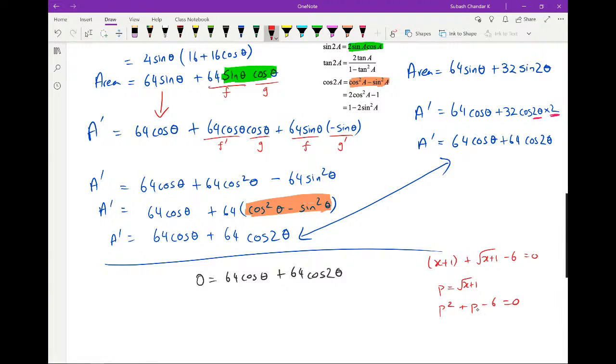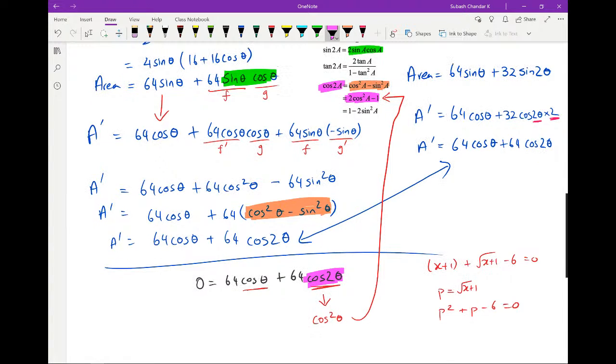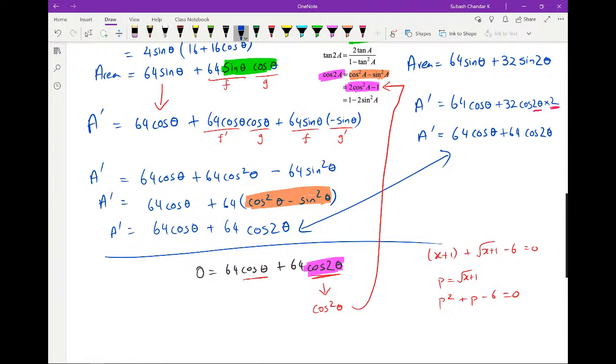But the only thing is, we've got cos theta and we've got cos 2 theta. What would be ideal is if we can get rid of this cos 2 theta and replace it with cos squared theta. So if we go back to our formula from the double angle sheet, we could replace cos 2 theta with 2 cos squared A minus 1. That's what I'm going to do. So I'm going to rewrite this as 0 is equal to 64 cos theta plus 64 times 2 cos squared theta minus 1. Are you guys happy with that?